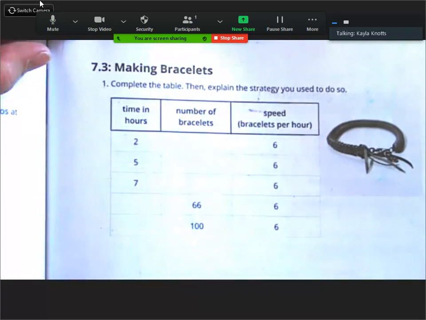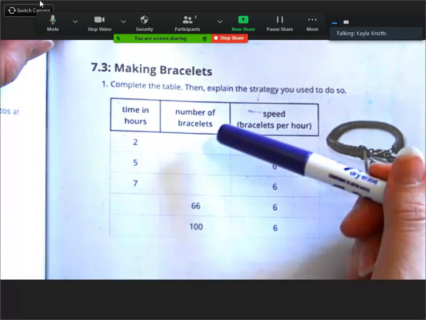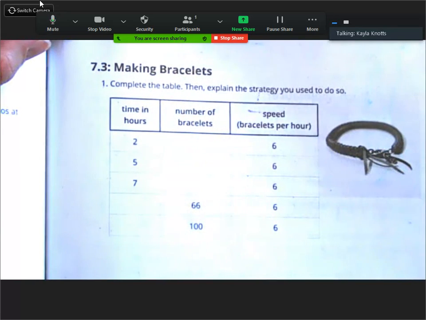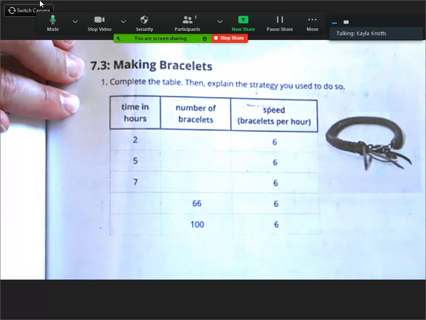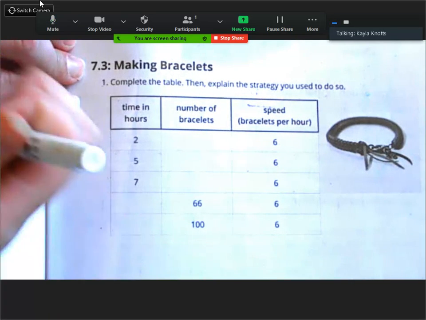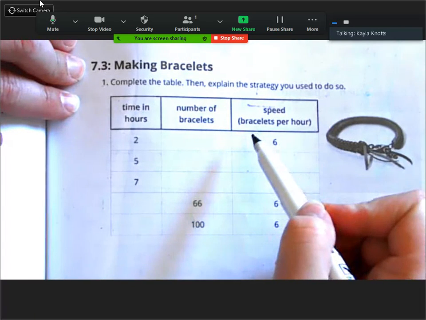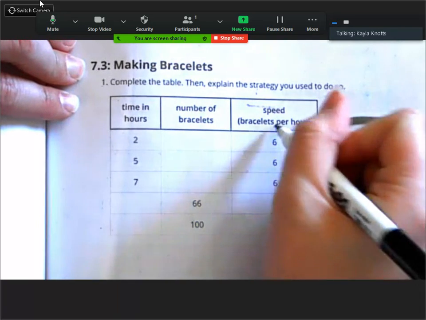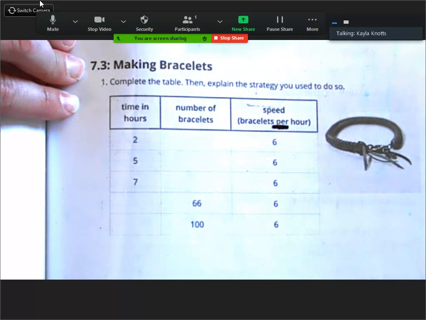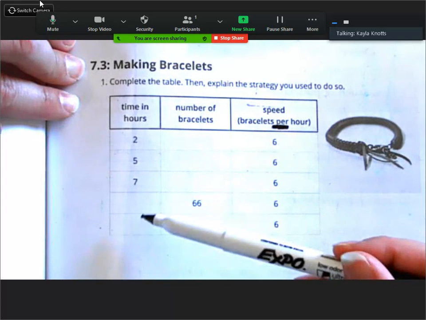Okay, so for this one, same thing. We have our time in hours, we have our number of bracelets, and we have our speed. So in the last table, we had to figure out what our unit price was. This one, they already give us our unit price. They're saying this person can make 6 bracelets in 1 hour. So remember, per means 1. So we have to find the number of bracelets for a couple and then the time in hours for a couple.